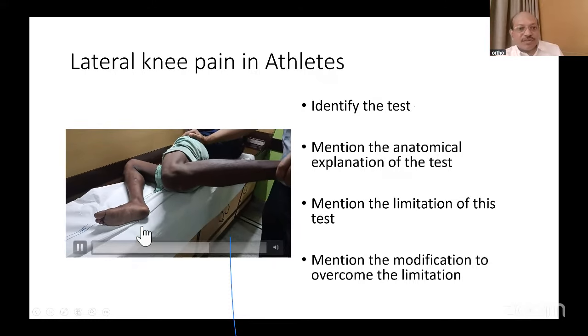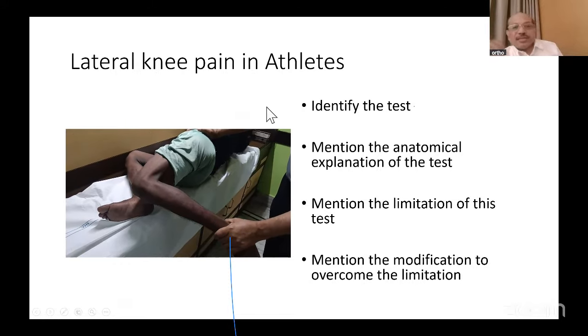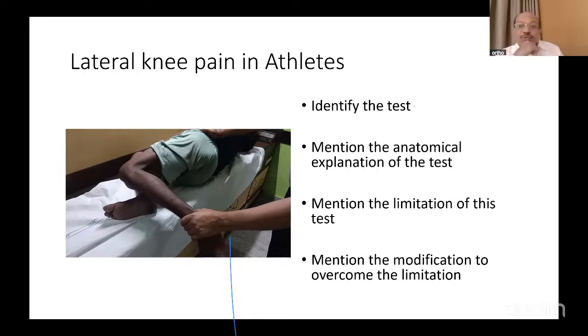See, this is a faulty test, as if abduction and extension are not done. So basically it can be done in a different way. So what is the anatomical explanation?